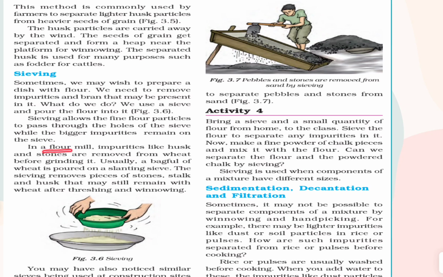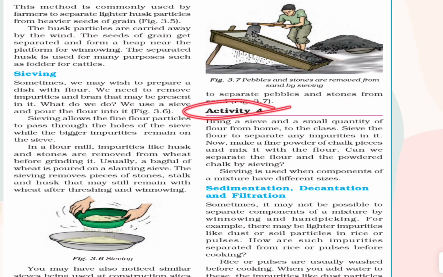In a flour mill, impurities like husk and stones are removed from wheat before grinding it. Usually a bag full of wheat is poured on the slanting sieves. The sieving removes pieces of stone, stalk and husk that may still remain with wheat after threshing and winnowing. You may have also noticed similar sieving being used at construction sites to separate pebbles and stones from the sand.